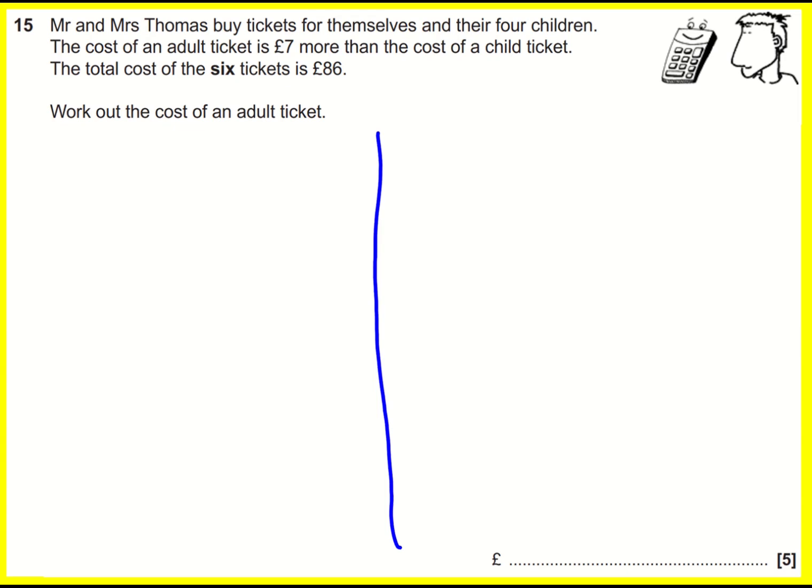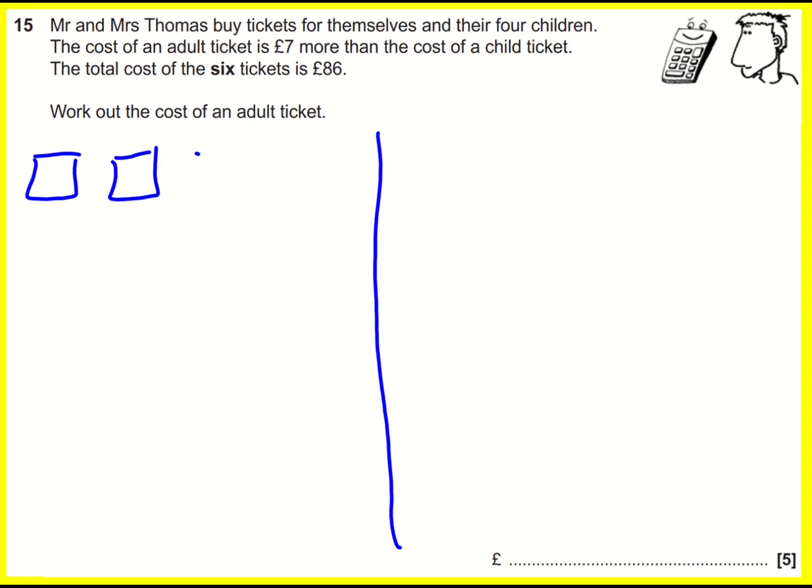Going to be full-on algebra. So let's say Mr. and Mrs. Thomas buy tickets for themselves and their 4 children. The cost of an adult ticket is £7 more than the cost of a child ticket, and the total cost of the 6 tickets is £86. Work out the cost of an adult ticket.